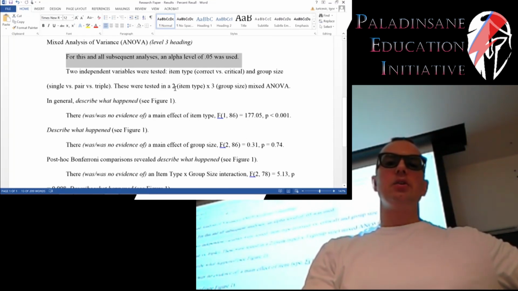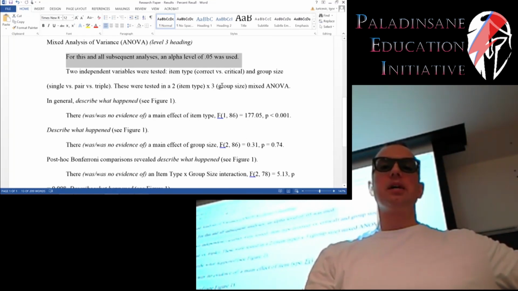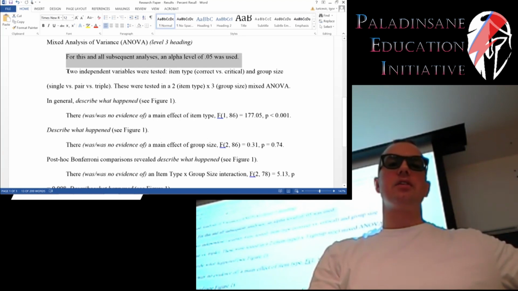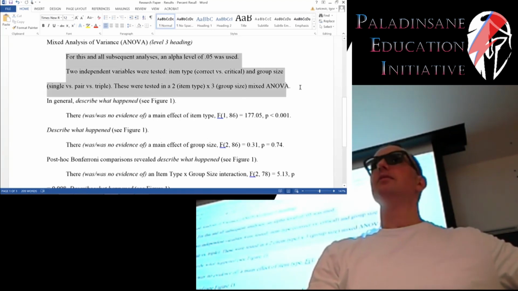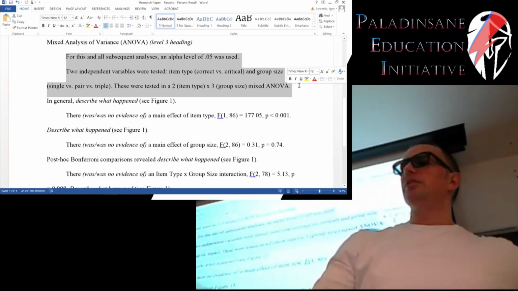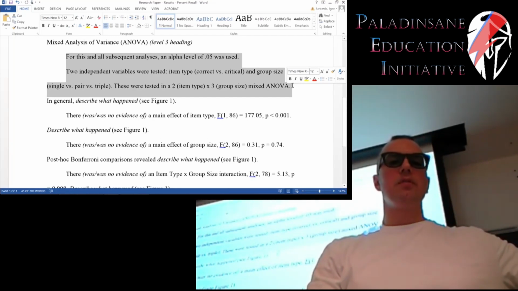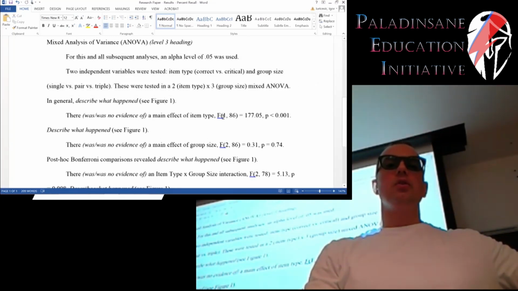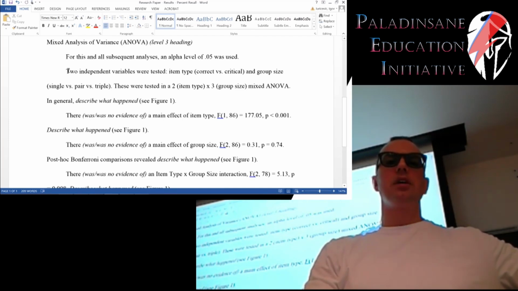They were tested in a 2 item type times 3 group size mixed ANOVA. So that is standard boilerplate results section jargon. If you don't know what that means, again, you'll find out in P354. What we're going to do right now, though, is 2 things.